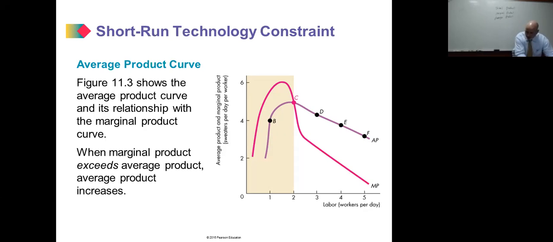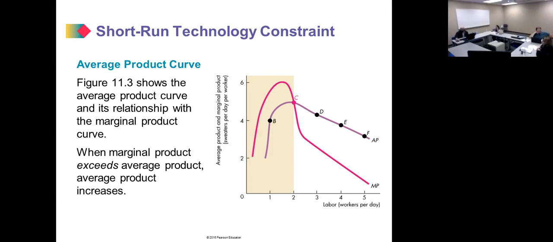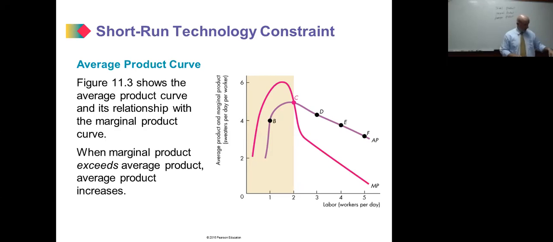Now, what's happening to average product after we go beyond point C? As marginal product continues to decrease, what's happening to average product? It's going to decrease as well, but not at the same rate. Let's just look at the relationship. Beyond that point, as marginal product continues to decrease, so does average product.